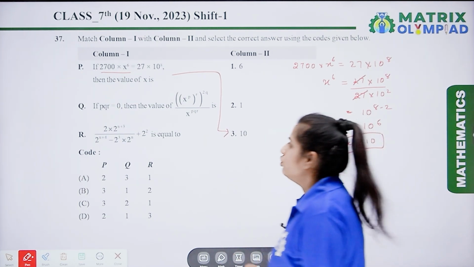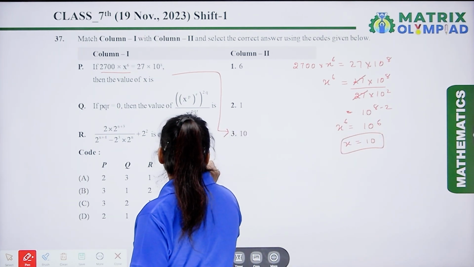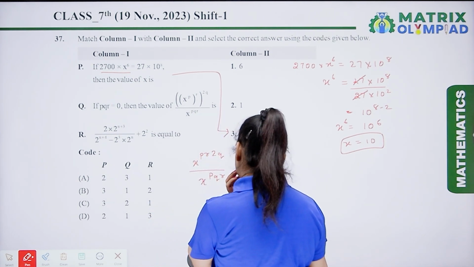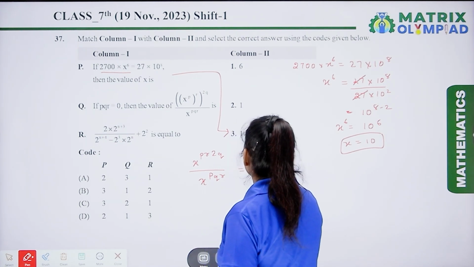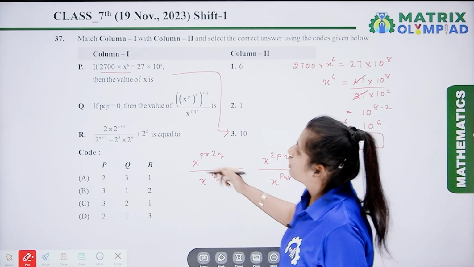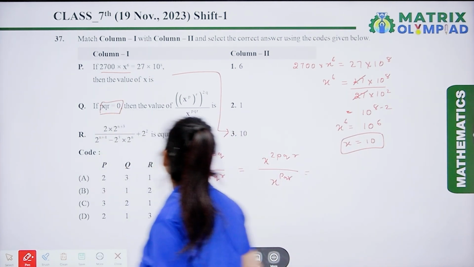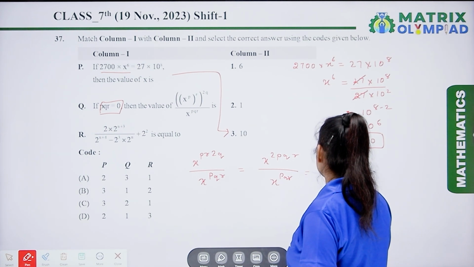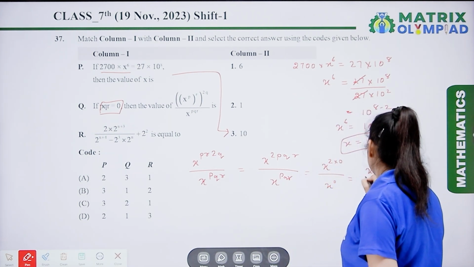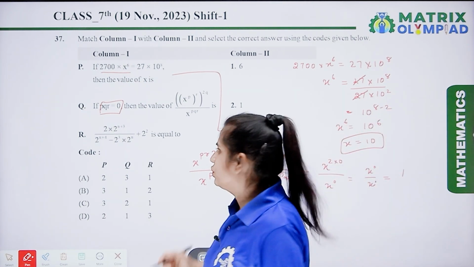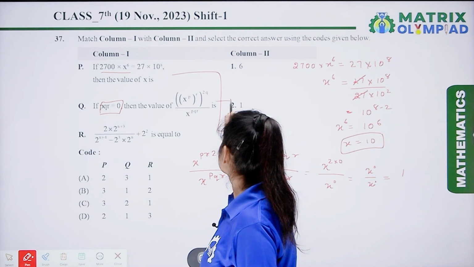Now let's solve the Q part. Here the value of PQR is 0. Let's place the value of PQR. X to the power 0 is equal to 1. So here the answer is 1.